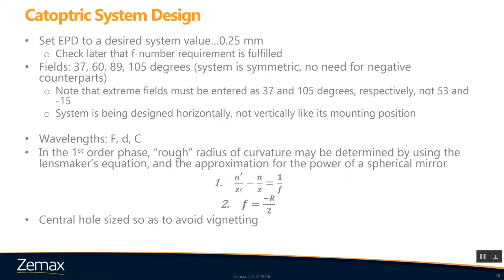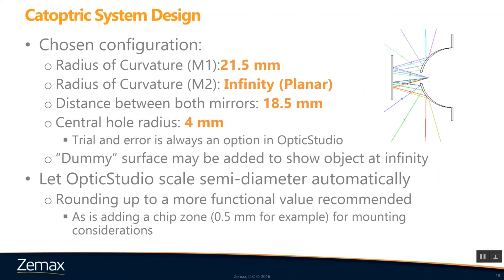And we can just use the layout to really see that we're avoiding vignetting, which is important just for the efficiency of our system. For the chosen configuration, we'll say that the radius of curvature of that spherical mirror will be 21.5 millimeters with a central hole radius of 4 millimeters. The radius of curvature of that planar mirror is obviously infinity, and we'll set the mirrors to be at a distance of 18.5 millimeters apart. Now, trial and error is always an option in OpticStudio, so you can really play around with all of the infinite amount of configurations until you find something that works for your design.